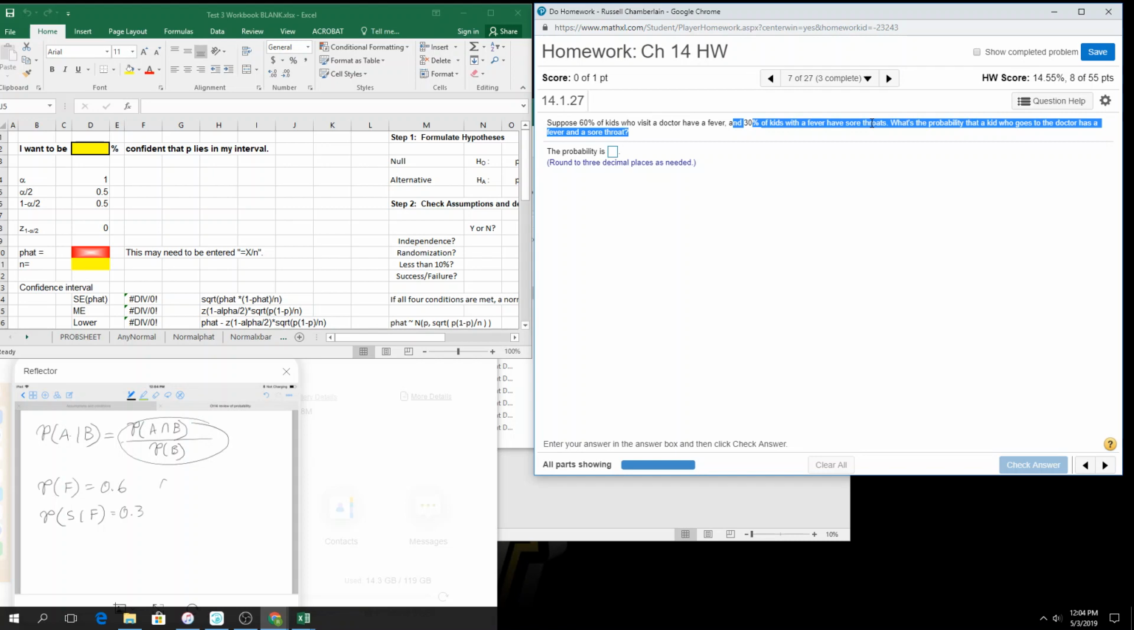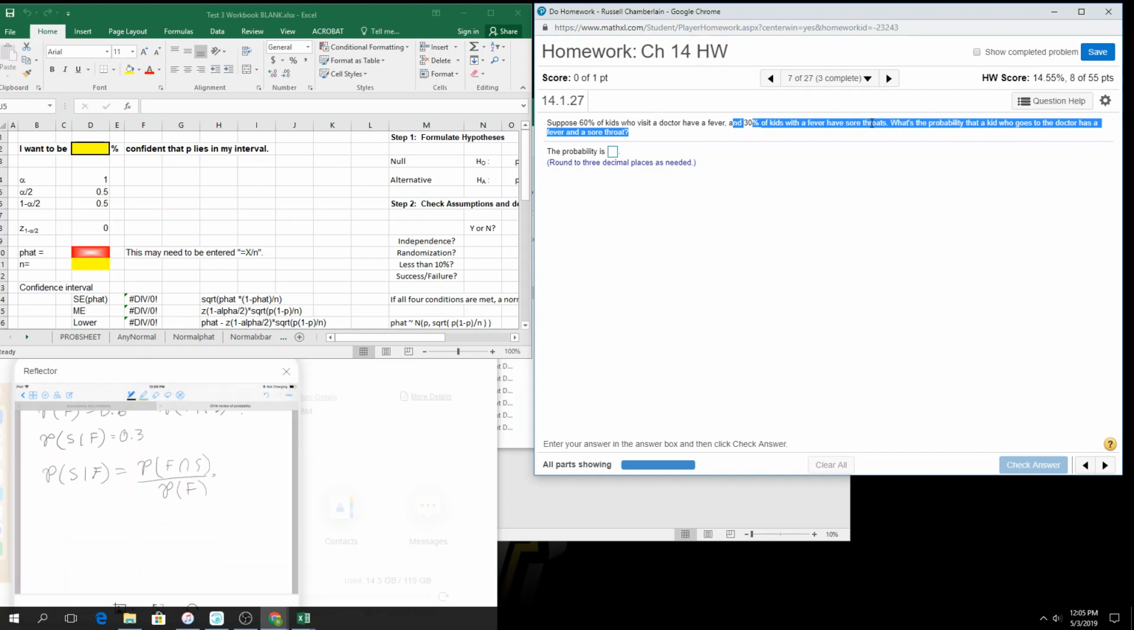So it says probability fever and sore throat. It's a good thing we got this formula, right? Because what are we given? We're given probability sore throat given fever, and we know that's going to be equal to probability fever and sore throat divided by all of the ways to have a fever. Well, the probability of having a fever, that's 60%. This is 30%.